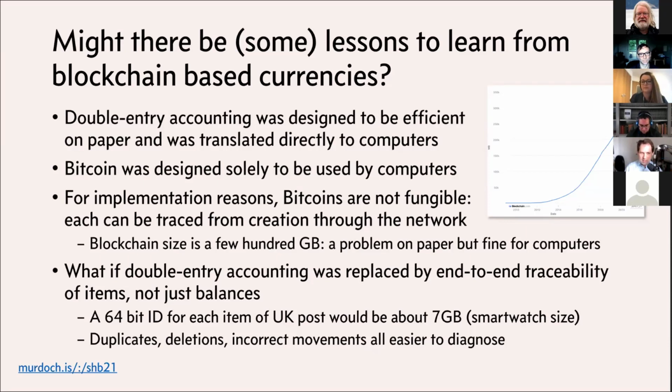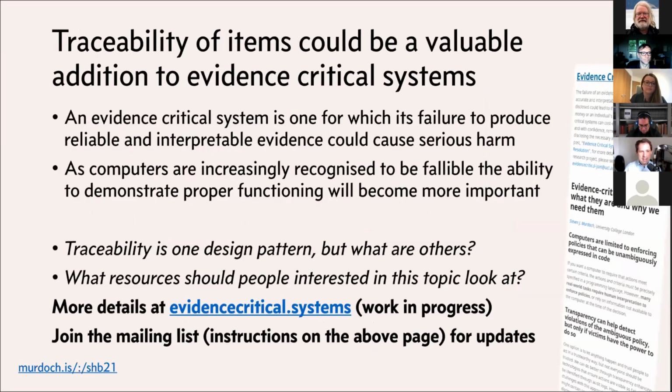Not all the inefficiencies of blockchain, but just have an ID for every item and then see where it is. So if there are duplicates, deletions, or incorrect movements, it all becomes much easier to diagnose. And you actually don't need much storage. You couldn't implement this on paper. You couldn't do this by hand in the 13th century, but you can implement it in a smartwatch. So it's quite tractable. So maybe this idea of traceability of items, learning from blockchain, is one idea for dealing with evidence critical systems. That's a system where a failure to produce reliable and interpretable evidence could cause serious harm. And maybe there are other things that we can do for these sorts of evidence critical systems.